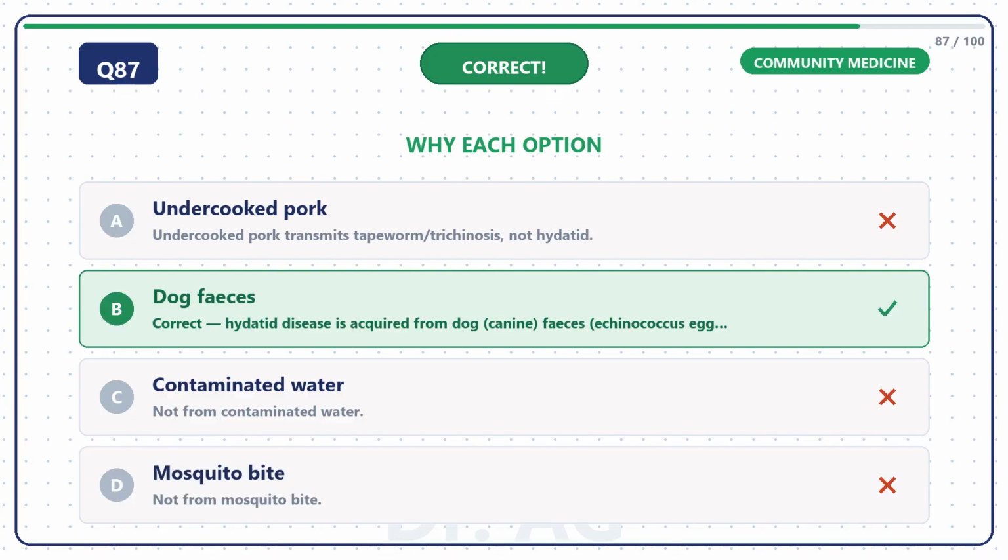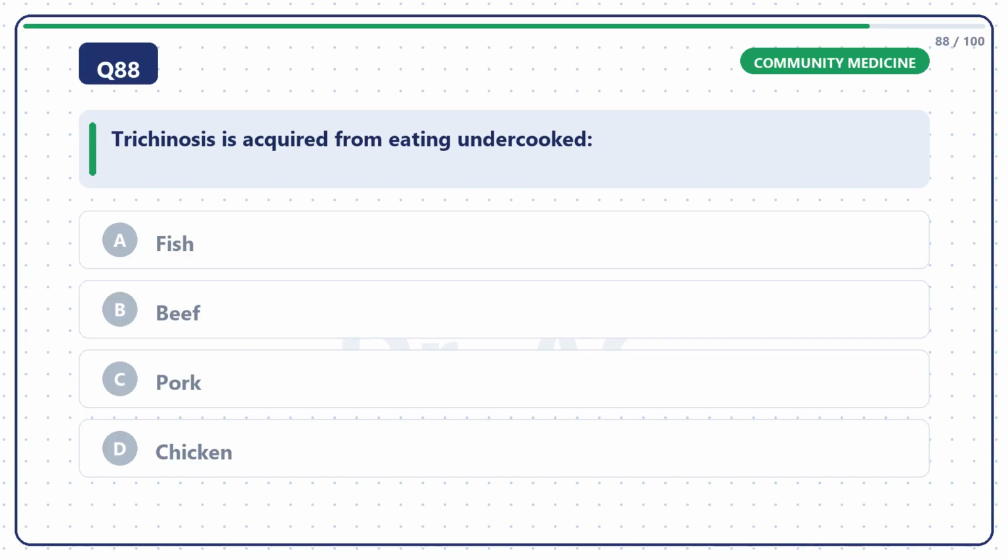Correct, hydatid disease is acquired from dog, canine, feces, echinococcus eggs. So, the right answer is option B. Dog feces. Question 88. Trichinosis is acquired from eating undercooked. Option A, fish. Option B, beef. Option C, pork. Option D, chicken.